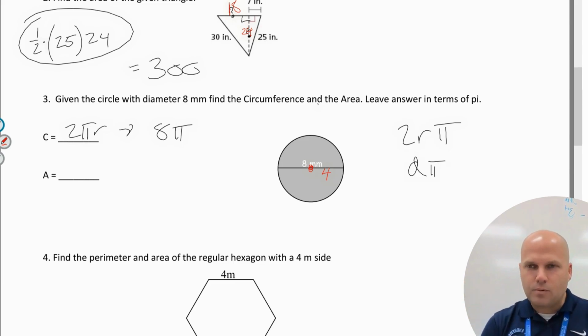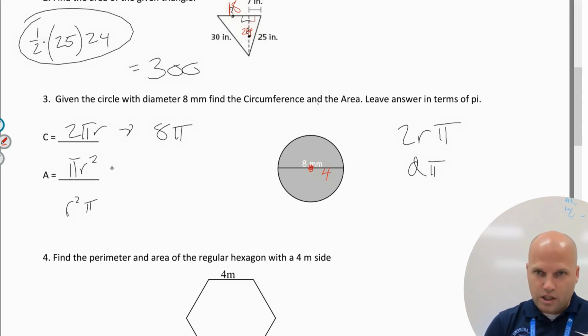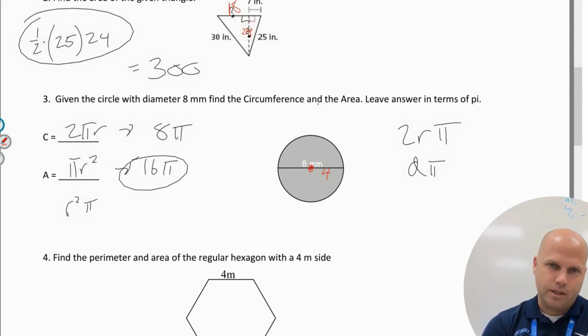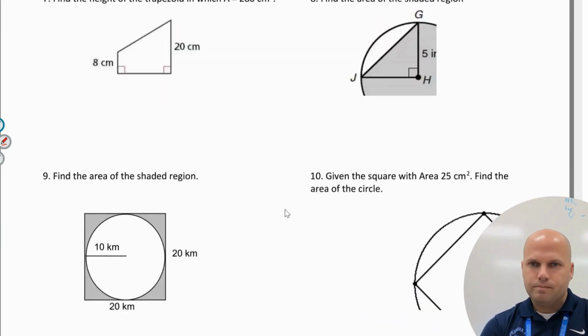I don't know, some things in math, I question. Why do we teach it this way? Area is pi r squared. Why isn't it r squared pi? Right? Because it's like 16 pi is the answer that we like to write. We like to put the number, the amount of pi's. So, I don't know. Okay.